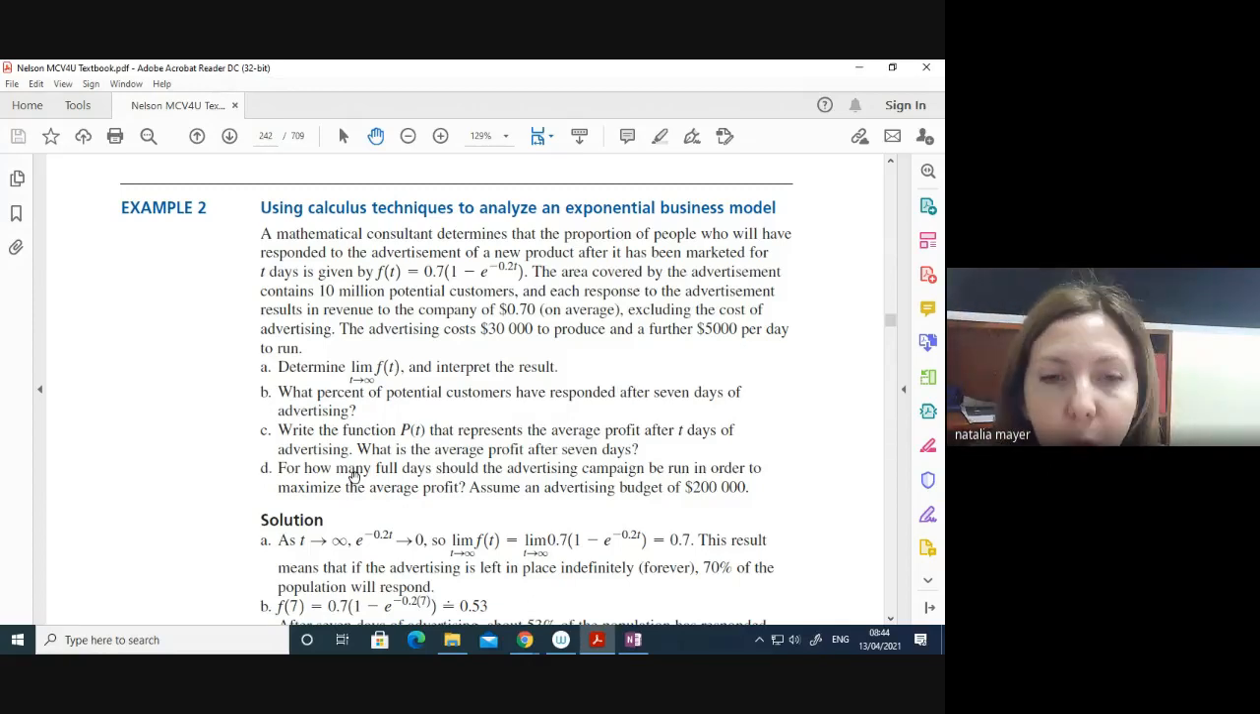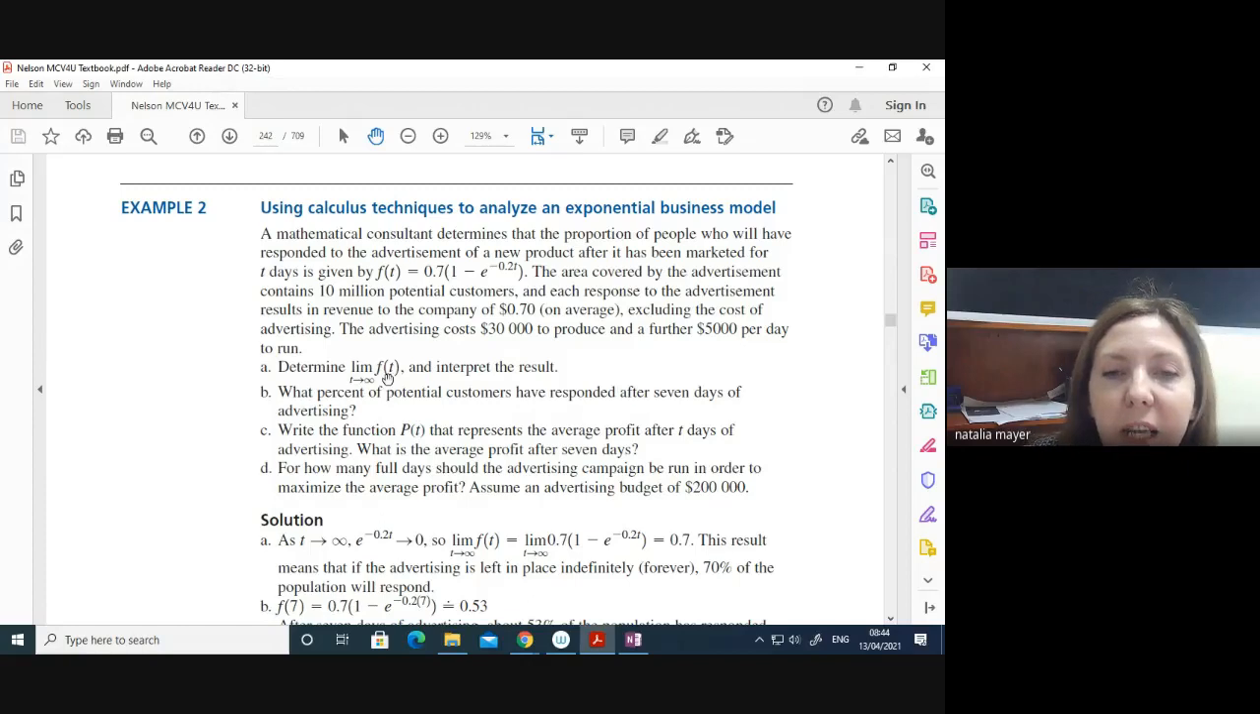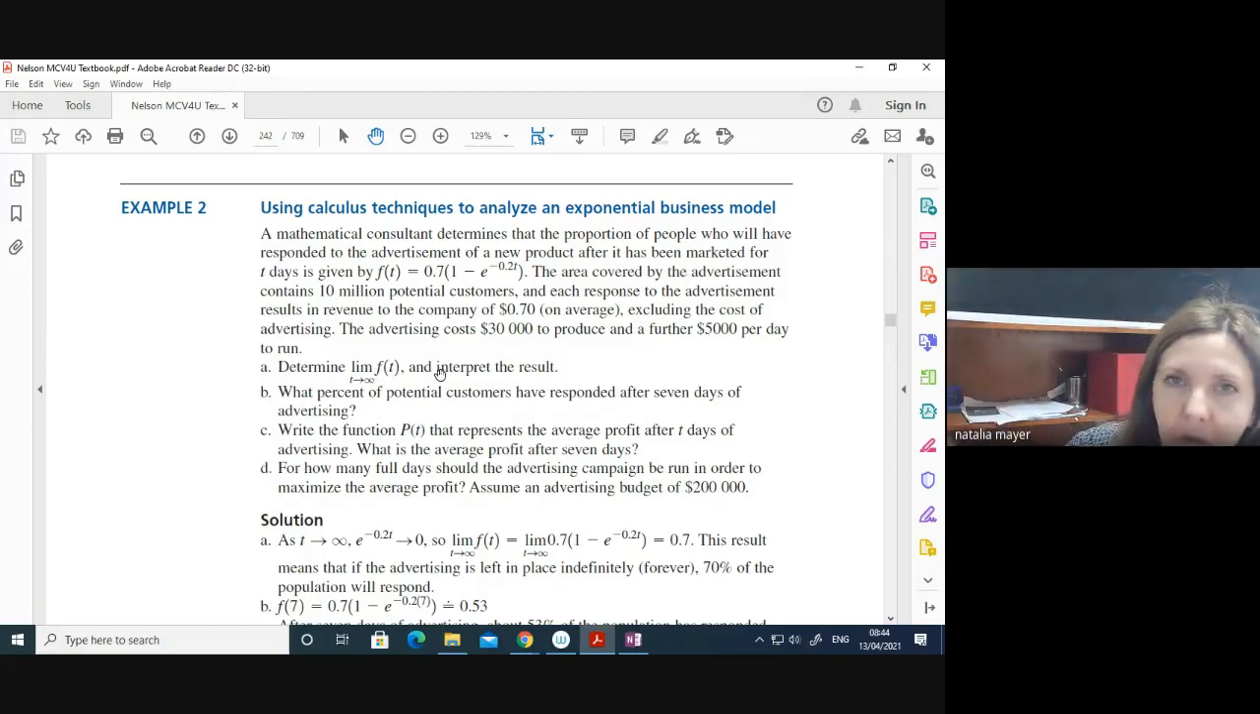So let's work with question A. Determine the limit of f of t as t approaches infinity. What does this mean in real life, in human language? Imagine in New Cairo, they are advertising something in the street. If f of t is the amount of people who responded, do you think the longer you keep it in the street, the higher the response will be? Or is there some point at which this number will stop growing? What do you think?